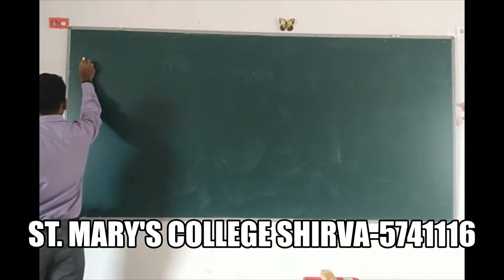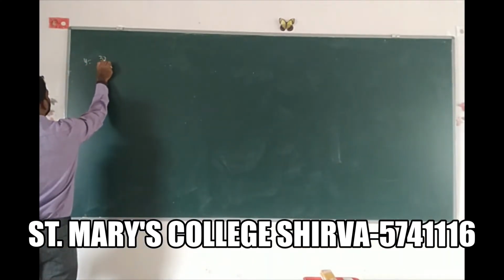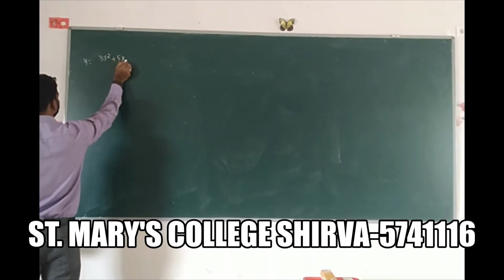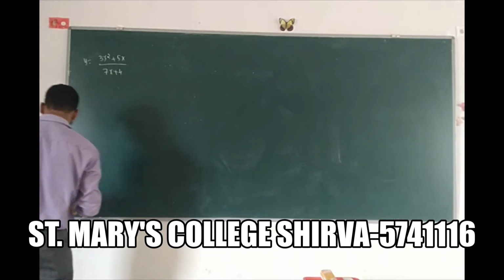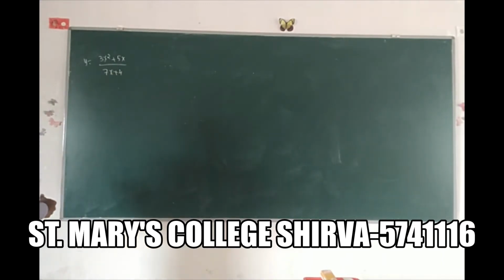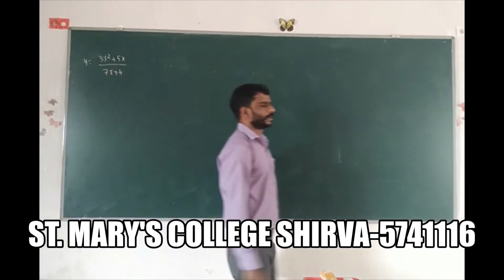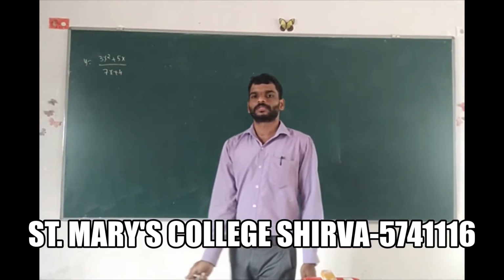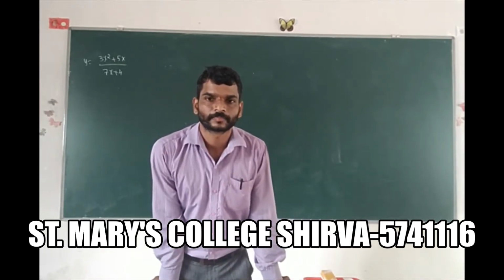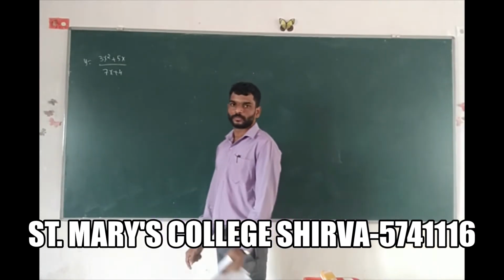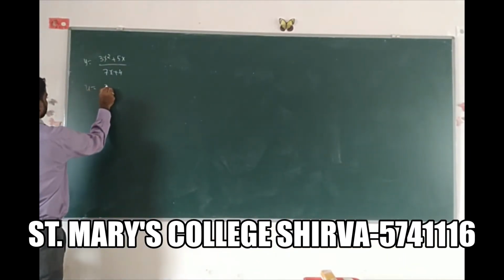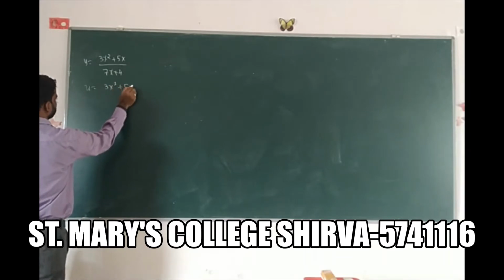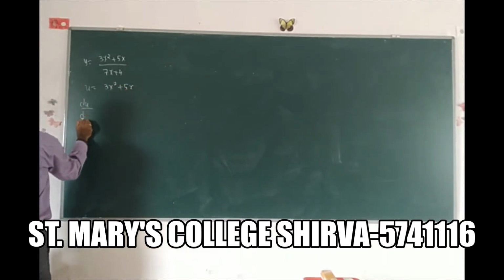Next problem is y equal to 3x square plus 5x divided by 7x plus 4. Here also, the given equation is of the form u by v. What is u here? u is 3x square plus 5x, and find out the differentiation du by dx.